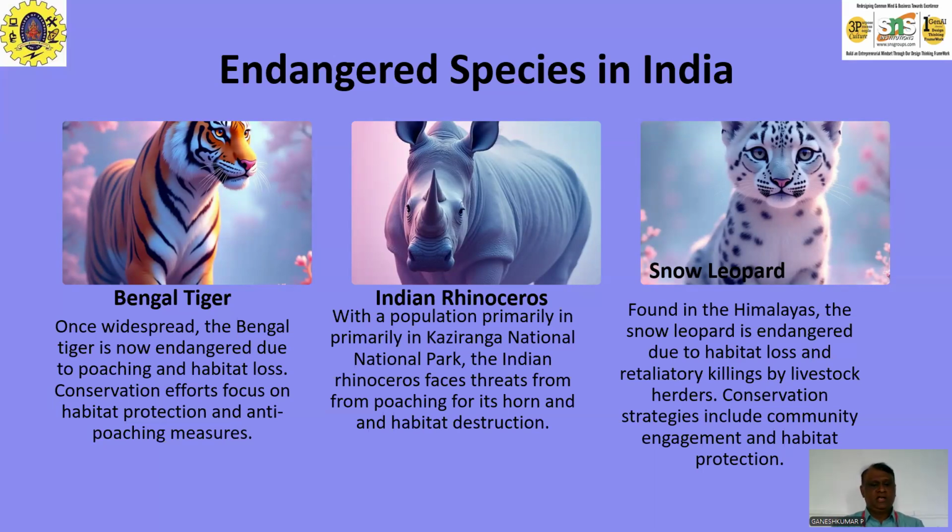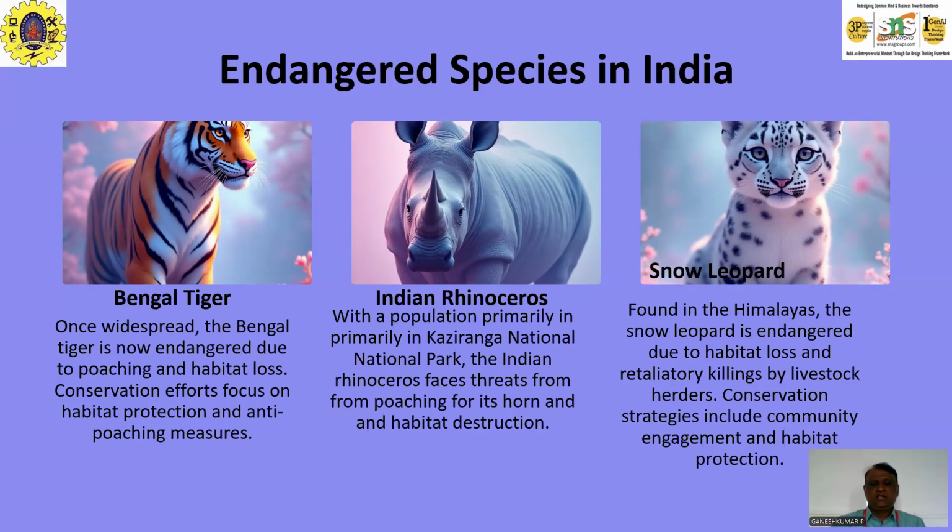One is the Bengal tiger. We have a widespread Bengal tiger population, but now it's an endangered species due to poaching and habitat loss. Poaching means hunting, illegal hunting. Conservation efforts such as habitat protection, anti-poaching measures, and wildlife protection acts have been made to conserve these.